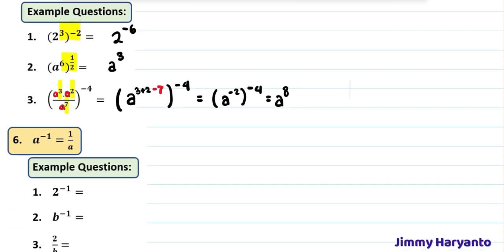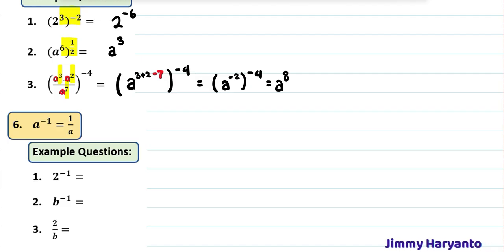Okay. Next is question 6. For question 6, we have a to the power of negative 1 equals 1 over a. So when you have 2 to the power of negative 1, you will have 1 over 2. When you have b to the power of negative 1, you will have 1 over b. And then when you have 2 over b, and the question wants you to make this form into exponential form, that means you have to write down the 2. And then you will change the 1 over b.